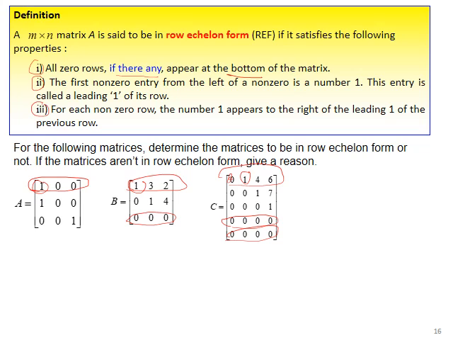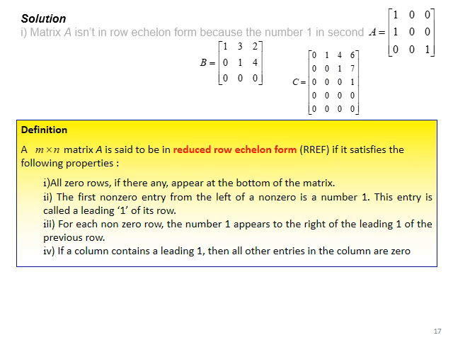Okay. The third condition: for each non-zero row, the leading 1 appears to the right of the leading 1 of the previous row. As an example, here, the first row, and the second row should start 1 place behind. I mean here 0, here 1. You see here 1, it's supposed to start here, with 0 before it. Here 1, now this is not correct because it started with 1. It's supposed to be here, right? 1 place behind the previous one. So this matrix is not row echelon because of this.